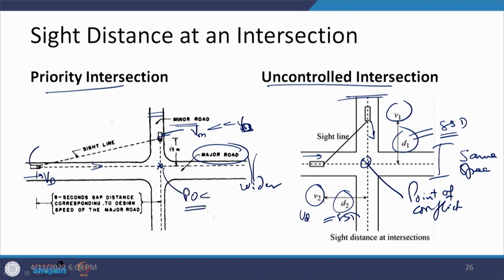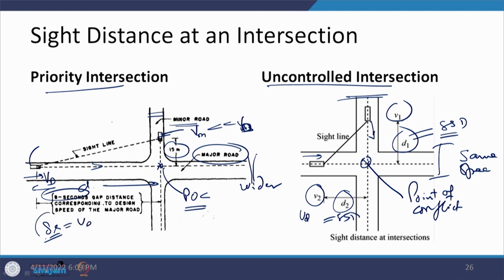What it says is the minimum distance of 15 meters should be there as a visibility on the minor road, but on the major road this distance, which is going to be there from here to here, should be equal to the distance travelled in 8 seconds at the design speed.